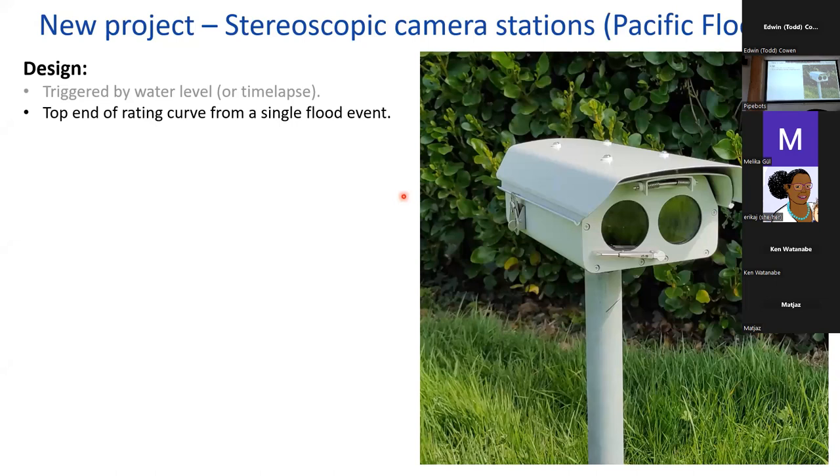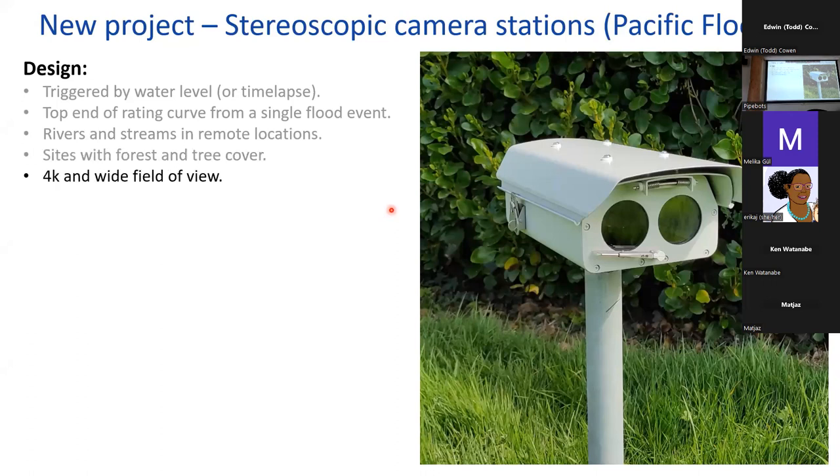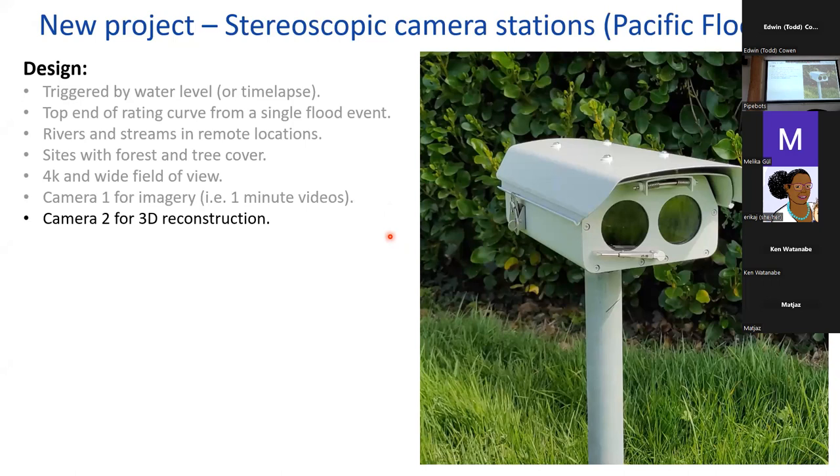In the Pacific, there's currently a complete lack of high flow flood data, which creates a lot of uncertainty for generating downstream flood warnings and also for validation of flood modeling. It needs to operate on streams in remote locations where staff can't get to easily, and also at sites with forest or tree cover. The objective is also to have 4K cameras with a wide field of view for those sites. The idea is that there are two cameras: camera one will record imagery for surface velocity, so it'd be 1 minute videos, and camera two will record a still image for 3D reconstruction, so stereoscopic reconstruction in conjunction with the cross-wise image from the primary camera.